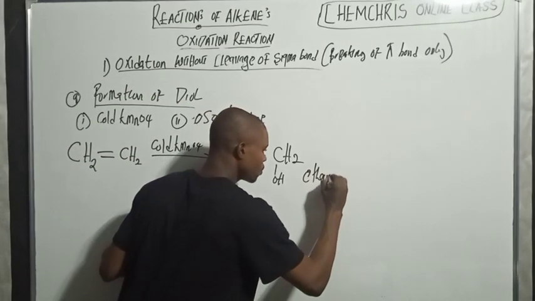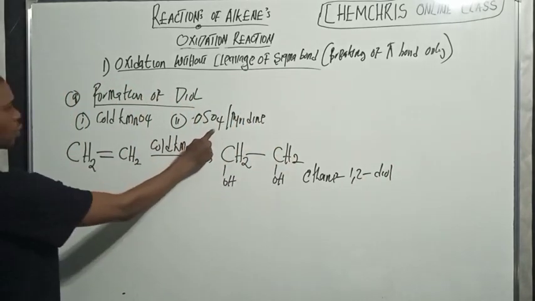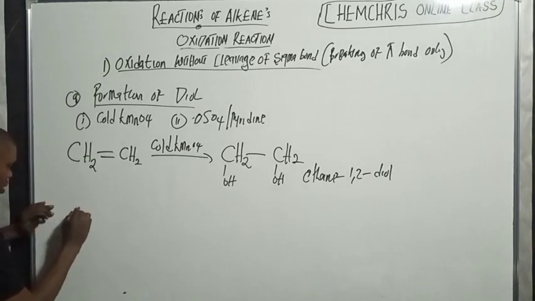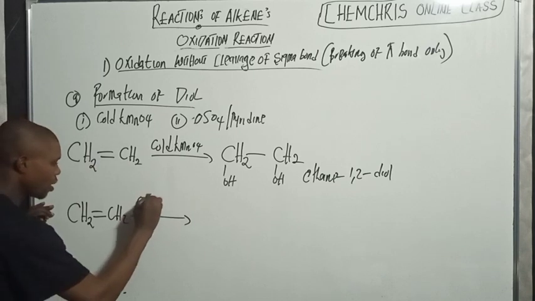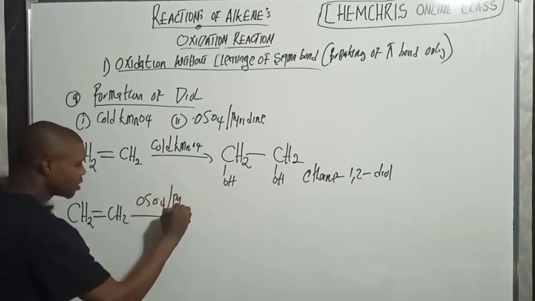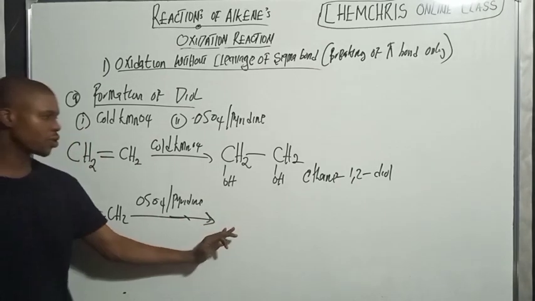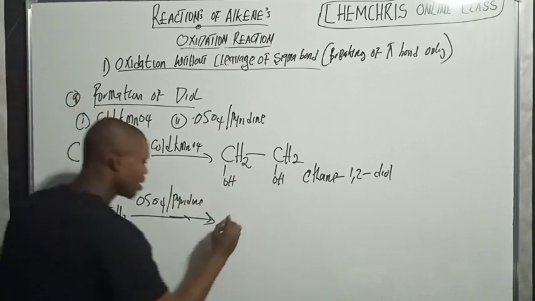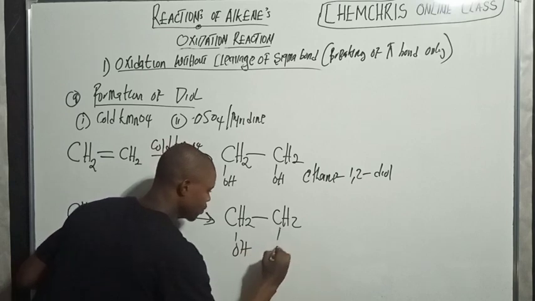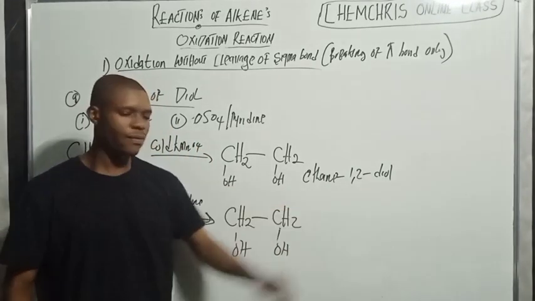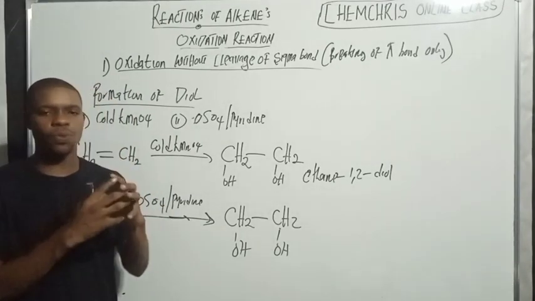Do you understand? So the name of this product here is going to be ethane 1,2-diol. Now, if you should use osmium tetroxide, you are still going to get the same results. CH2 double bond CH2, you have OsO4 slash pyridine. Now, you are still going to have similar products. So you have CH2, CH2, OH, the same ethane 1,2-diol. So this reaction is a little bit easier than the one we have to look at later.